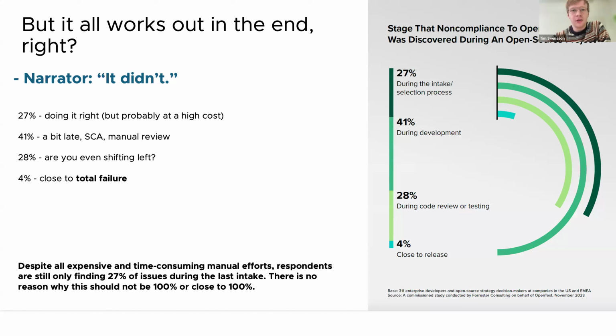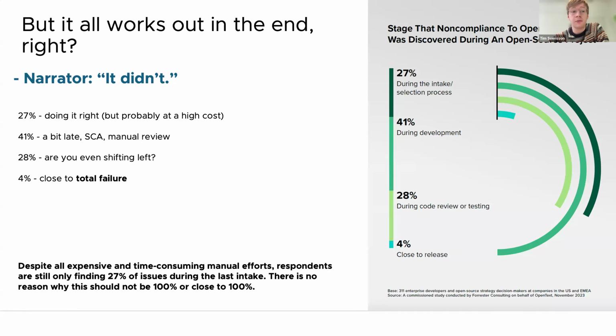Okay, so where do companies find non-compliance to open source policy during their latest open source intake? 27% say that they find it during the intake / selection process. This is good. This is where you want to find things, even though all of these manual processes might slow it down and it might be not very cost efficient. It is found early.